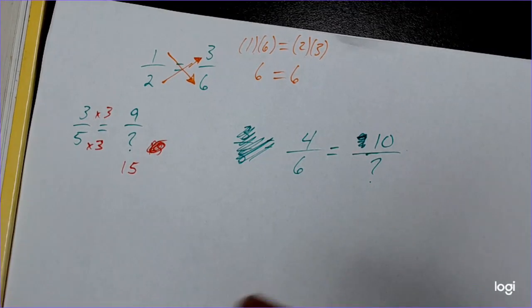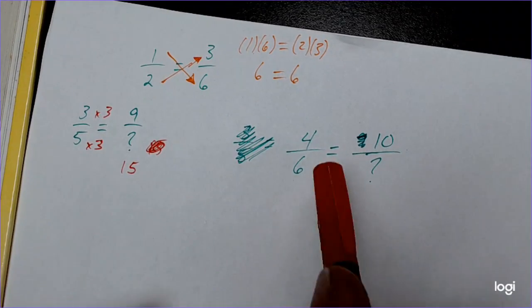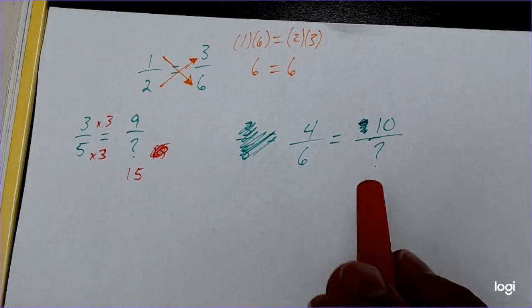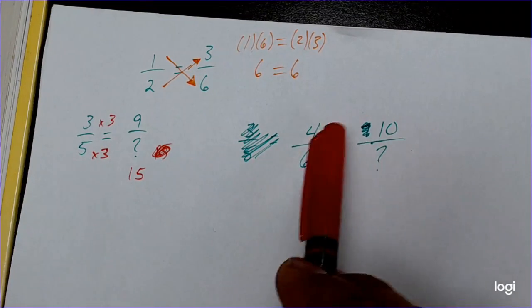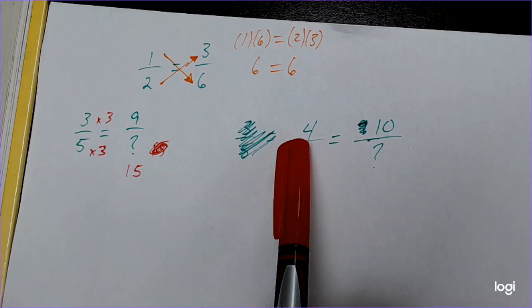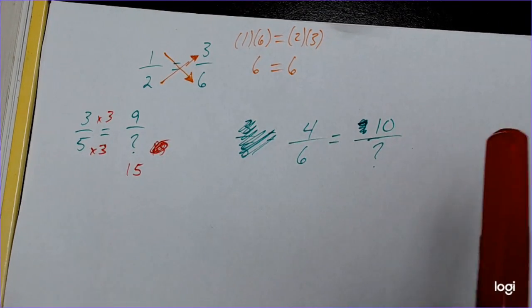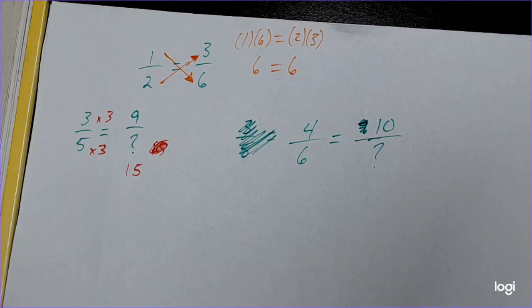Well, using the old method, I would just say, oh, okay, well, 4 times what number equals 10? Oh, there is no number. There's no whole number that I can multiply 4 by to get 10, because 4 times 2 is 8, 4 times 3 is 12. I don't get 10. So this is where we would use cross multiplication or cross products.